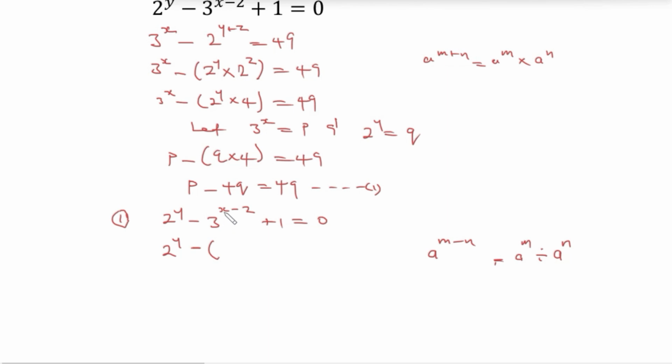This now becomes 3 raised to the power x divided by 3 raised to the power 2, from this law. So the minus sign, we use the division in the laws of indices. Divide by 3 raised to the power 2, plus 1 is equal to 0. We now have 2 raised to the power y minus 3 raised to the power x divided by, let's write this division line now instead of writing this sign, divided by 3 squared, which is 9, plus 1 is equal to 0.